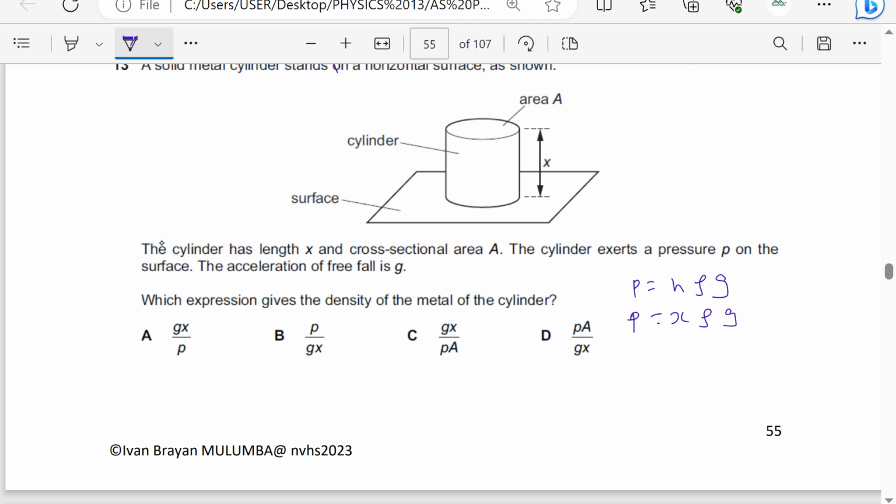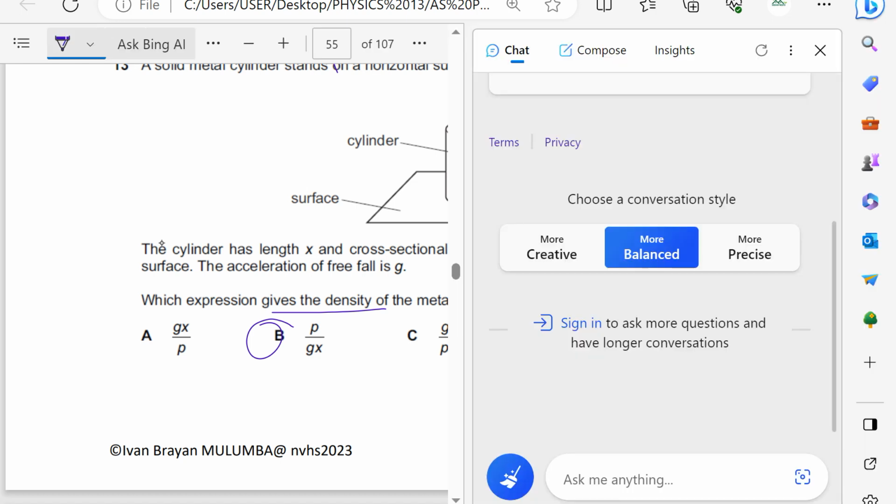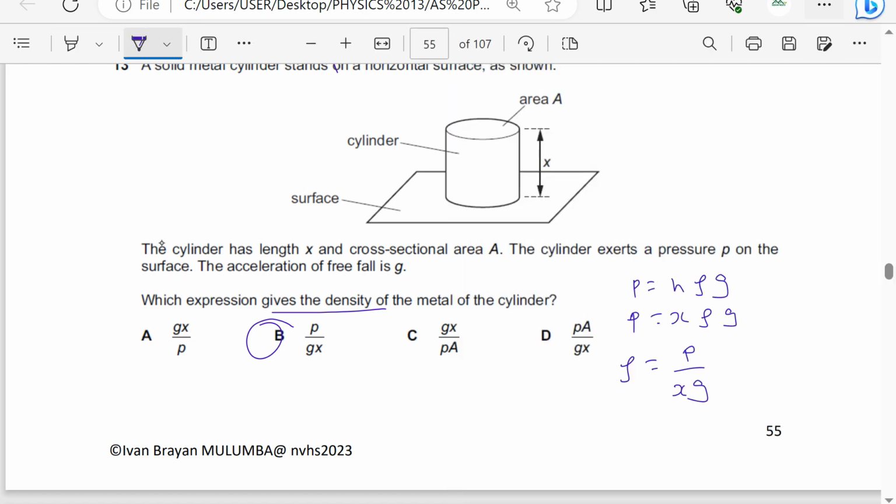So we want to make the density the subject. So density is going to be pressure divided by x times g. The density is going to be pressure divided by gx. So this makes our answer B. Okay, so the answer is B.